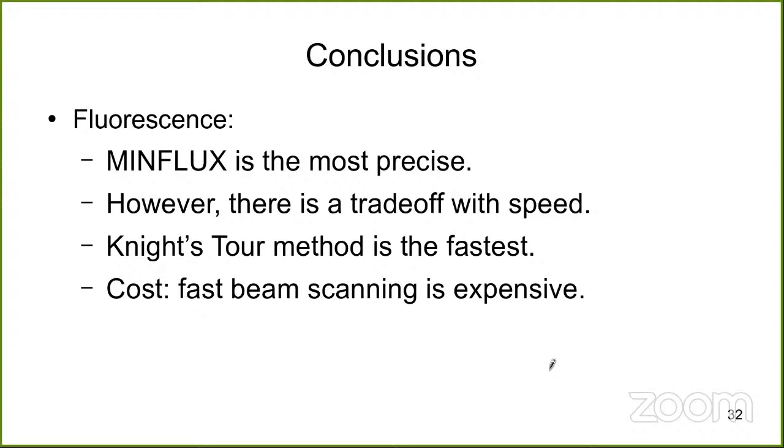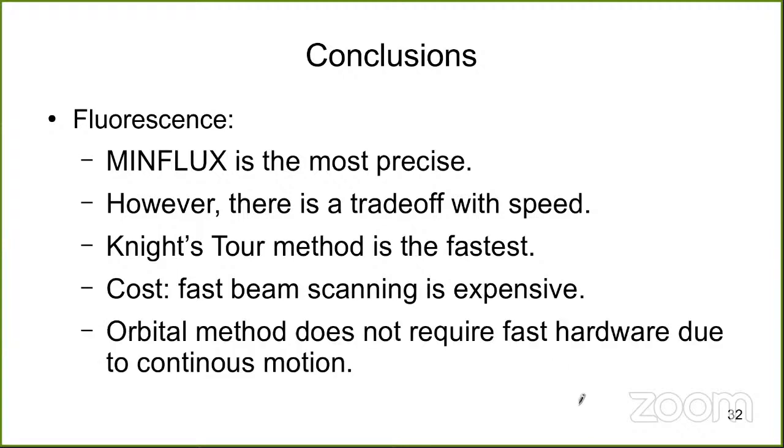But it is very important to note that both the Knight's-Tour method and min-flux are more costly to implement than the orbital method due to a much faster beam scanning speed that is required. So the winner in terms of precision would be min-flux. In terms of speed, it would be the Knight's-Tour. And in terms of cost, it would be the orbital method.